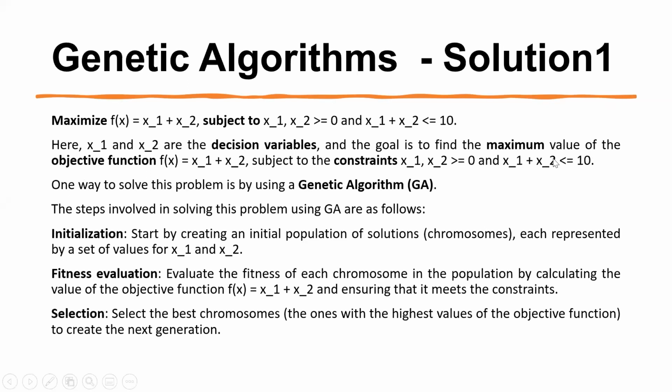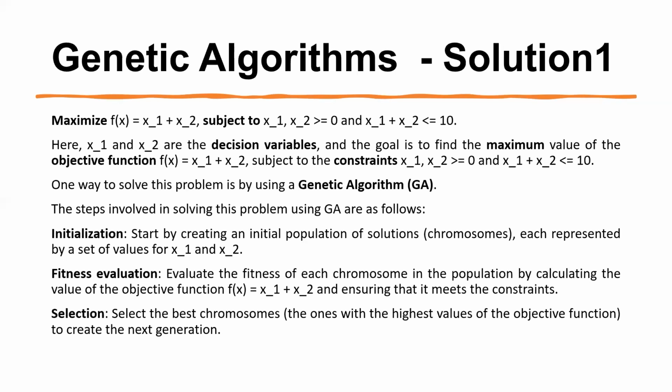So one way to solve this problem is using genetic algorithm. The steps involved are the steps which I explained previously. We start with initialization: start by creating an initial population of solutions, each represented by a set of values of x1 and x2. So you can randomly add values for x1 and x2 and have an initial population defined. Then you will have fitness evaluation. So why do we do fitness evaluation? It is to select the good genes or the good chromosomes for the next generation.